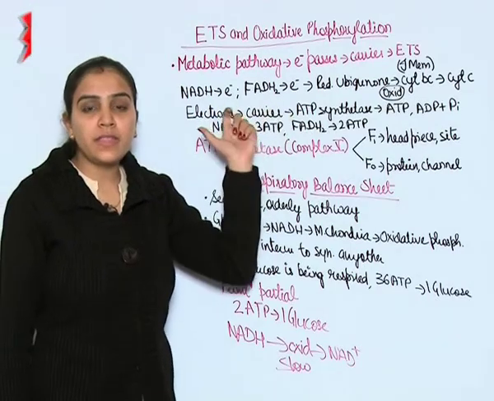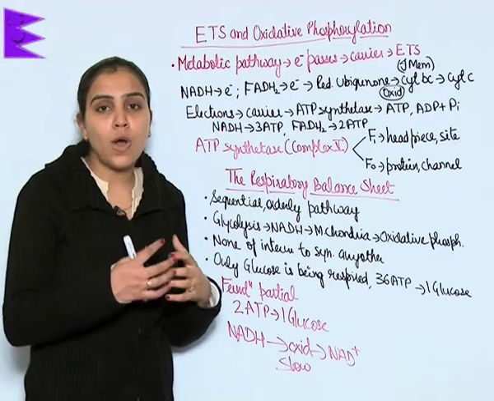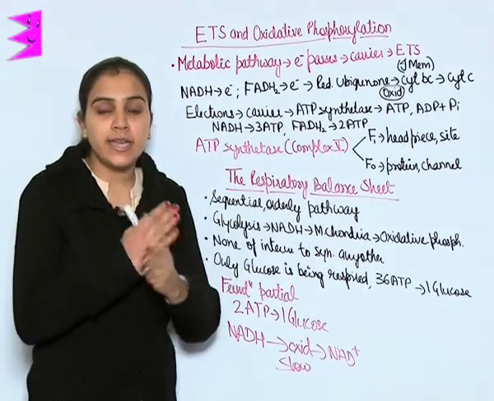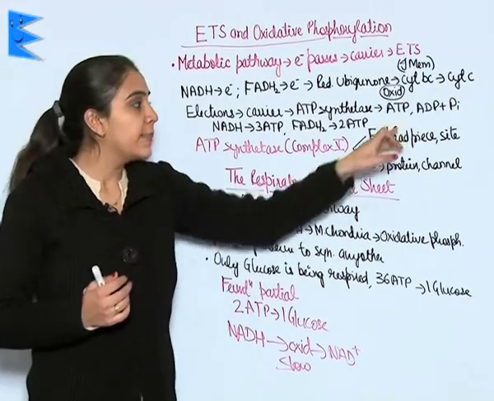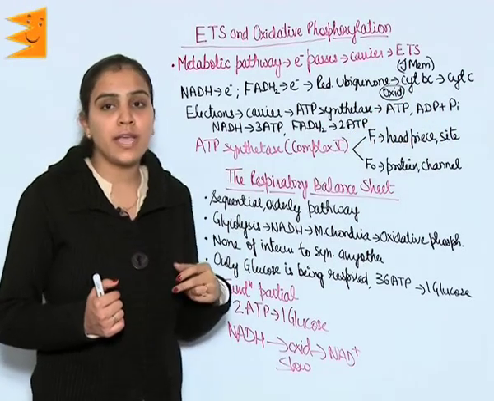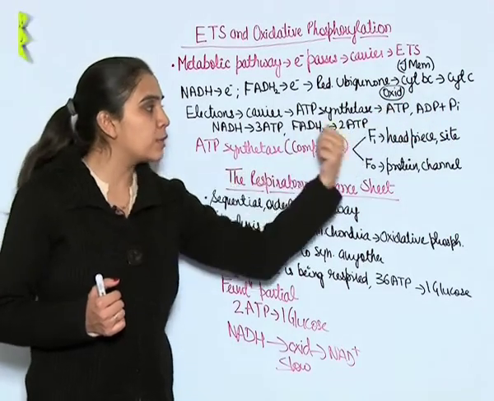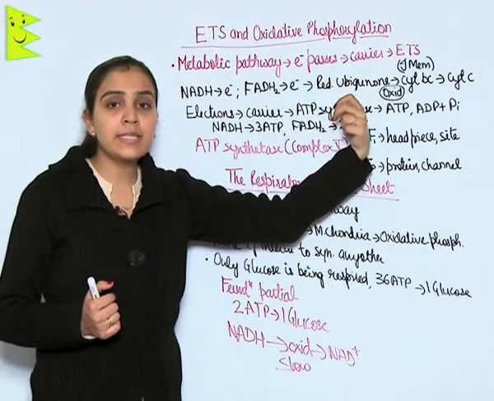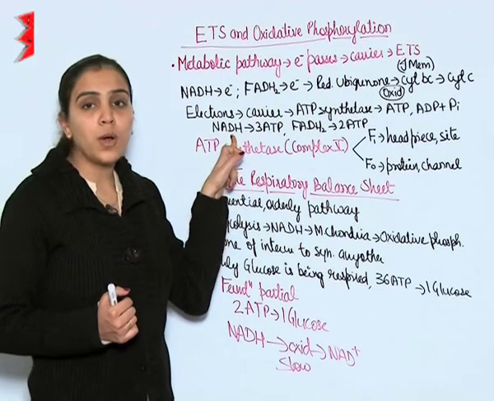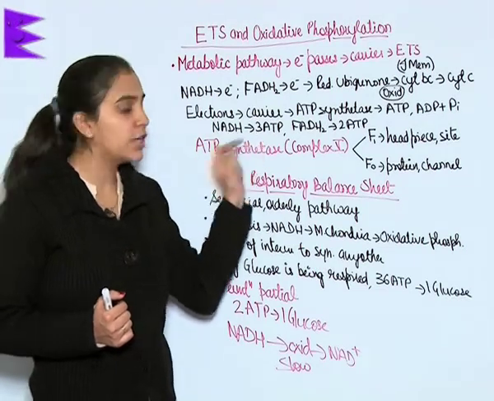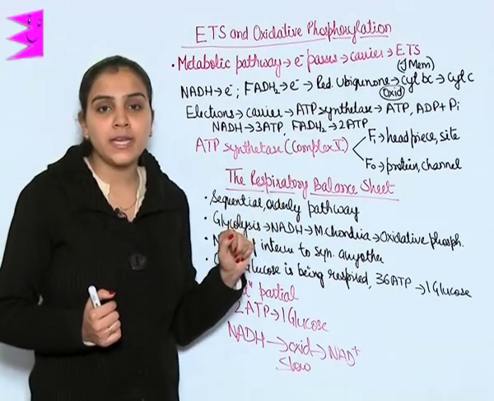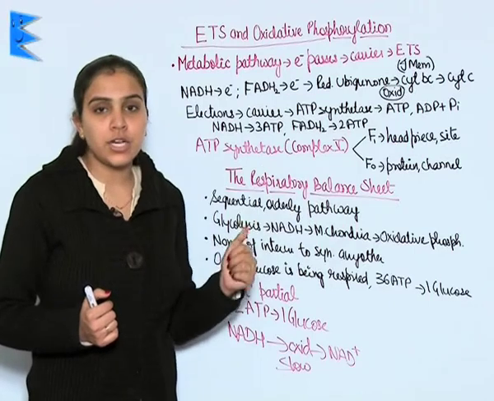When electrons are passed through the carriers, ATP synthase is attached to them so that ATP is generated from ADP and inorganic phosphate, and this ATP synthase is known as complex 5. From one molecule of NADH, 3 ATPs are generated, and from one molecule of FADH2, 2 ATPs are generated.